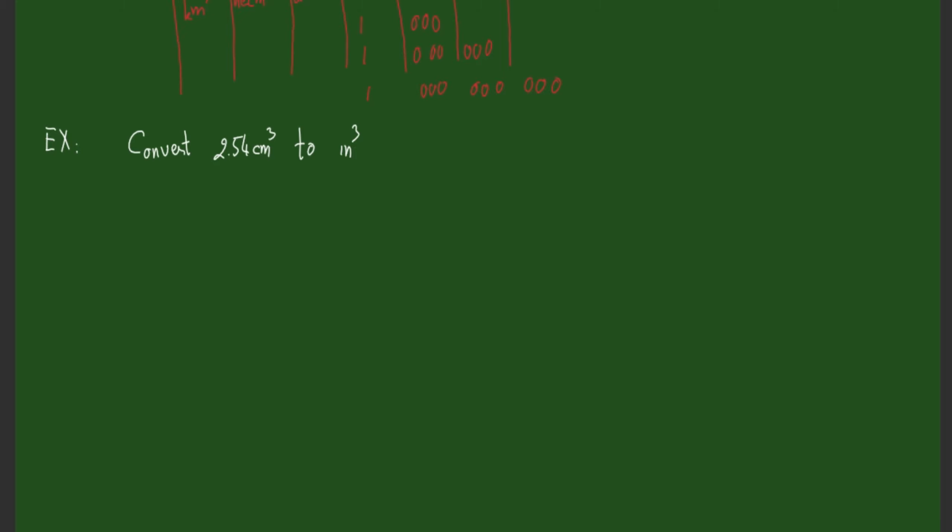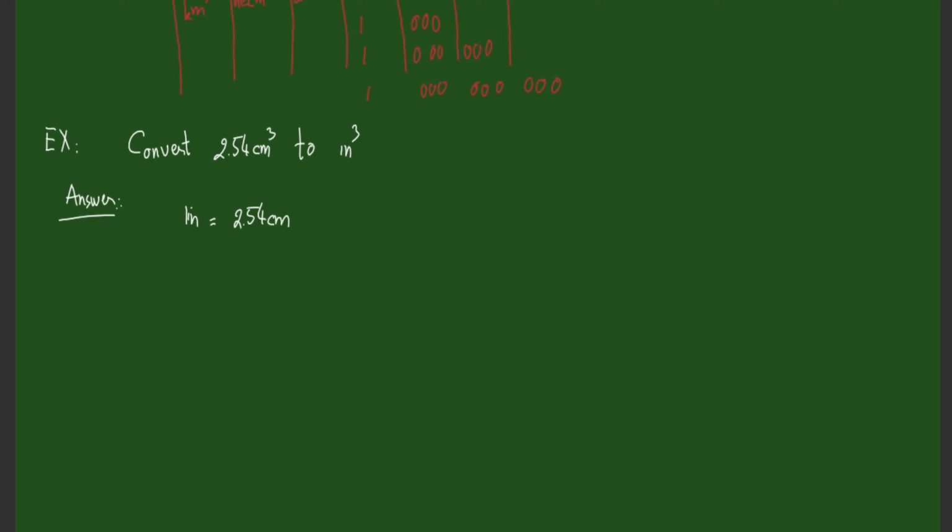Alright. Okay, we need to know the relation between inch and centimeter. We know that 1 inch is equal to 2.54 centimeter. So this is what you need to know. Now we're going to set up the conversion factor. So how do we do that?